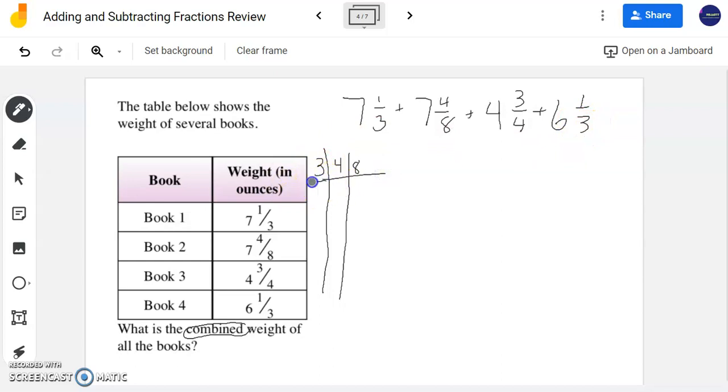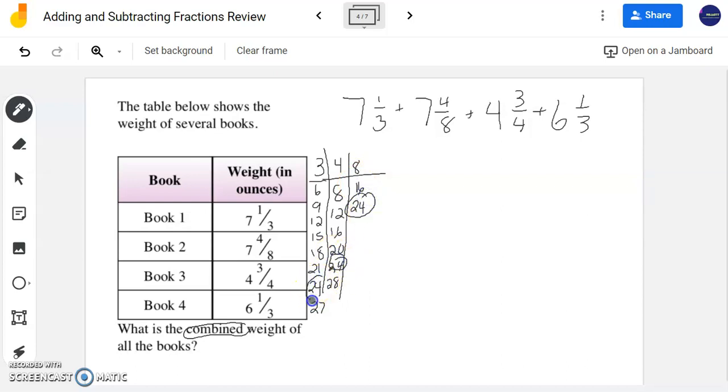So now let's list out my multiples. 3, 6, 9, 12, 15, 18, 21, 24, 27. Let's list out my multiples for 4. 4, 8, 12, 16, 20, 24, 28. Well, this is great. I see I have 24 and 24. Now let's list out my multiples of 8. 8, 16, 24. Oh, this is wonderful.